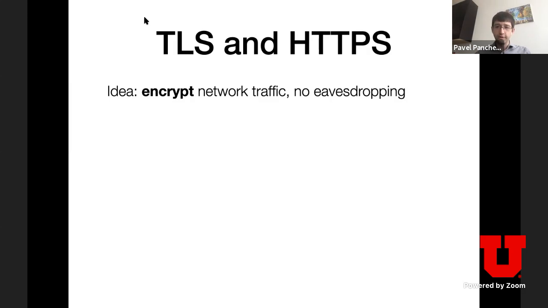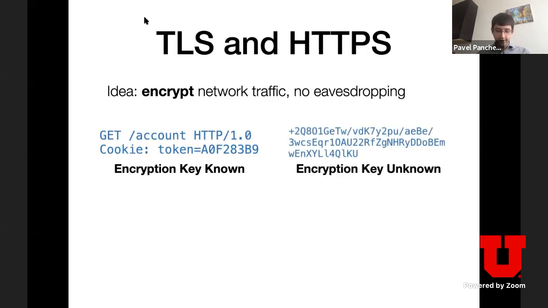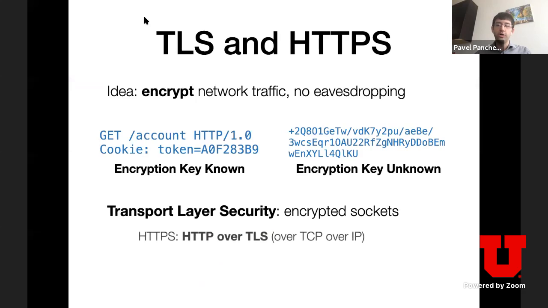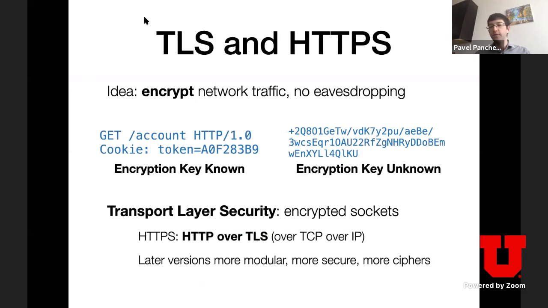So here's how encryption works. The idea is that if you know the encryption key, then you can read encrypted data and figure out what it actually means. If you don't know the encryption key, then it's just some gobbledygook. And on the internet, this is done using a protocol called transport layer security. If you've used the sockets API, it's basically like sockets, but everything you send across it is encrypted. And if you've seen HTTPS:// in your browser, that means that the browser is communicating to the server using TLS to encrypt the connection.